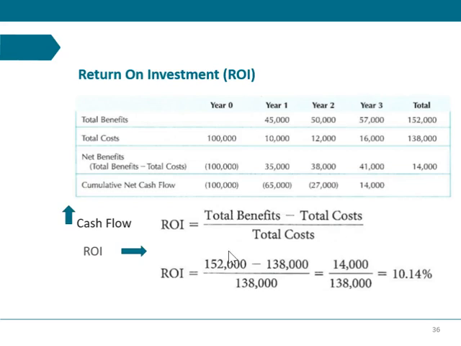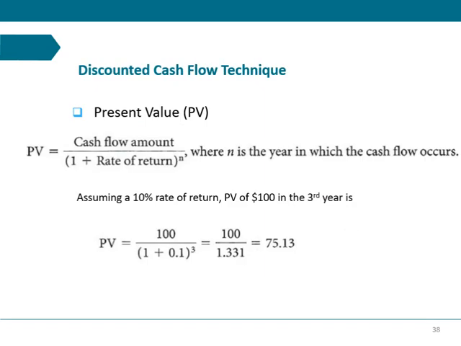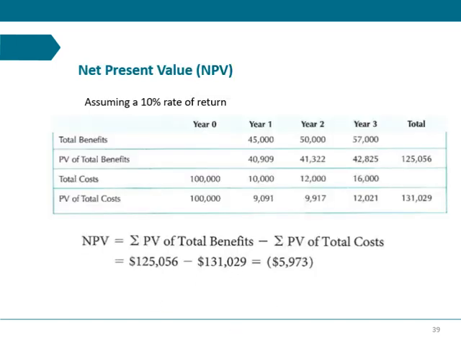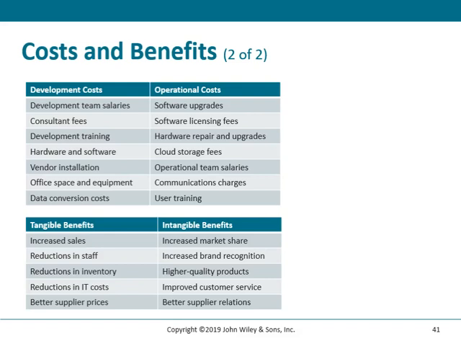Learn how to calculate ROI, BEP, and NPV here. More details are in your textbook. The first task of economic feasibility analysis is to identify the costs and benefits of the system. The costs and benefits can be categorized into four groups: development costs, operational costs, tangible benefits, and intangible benefits.